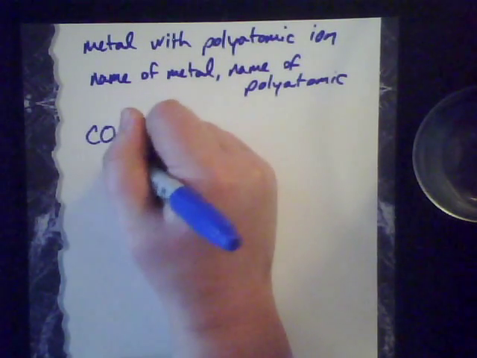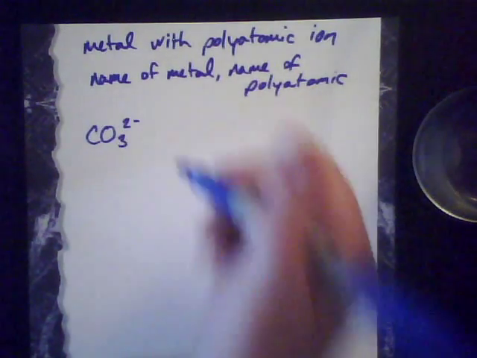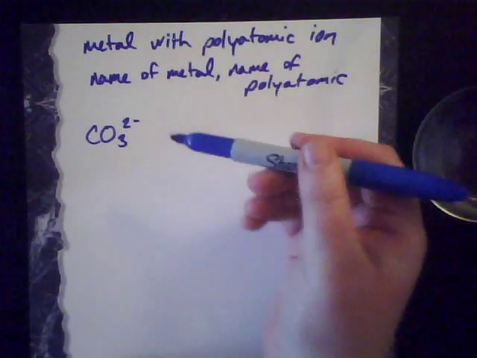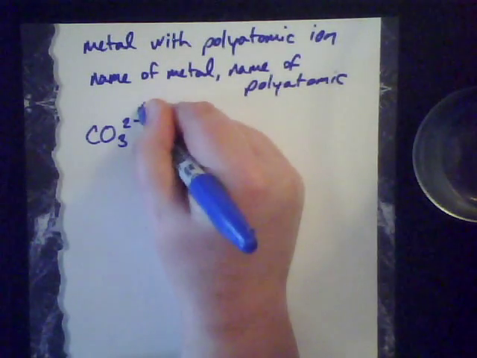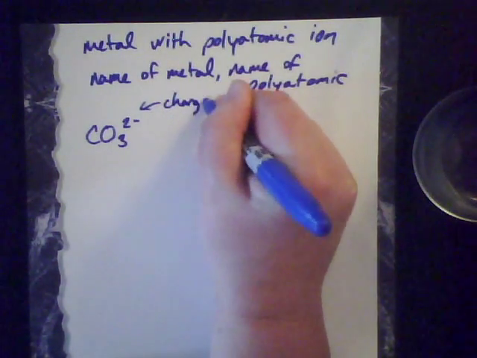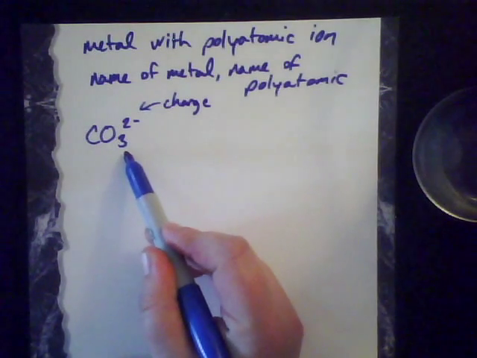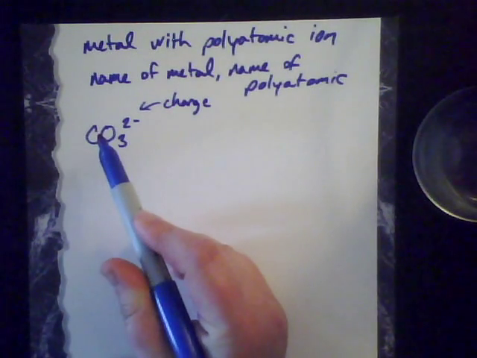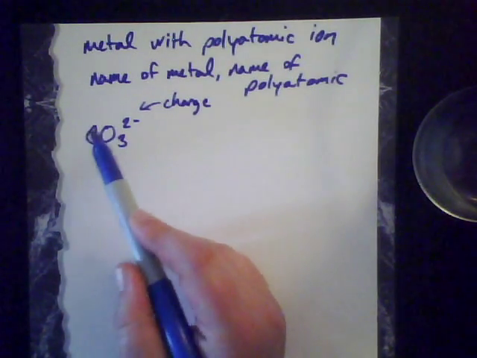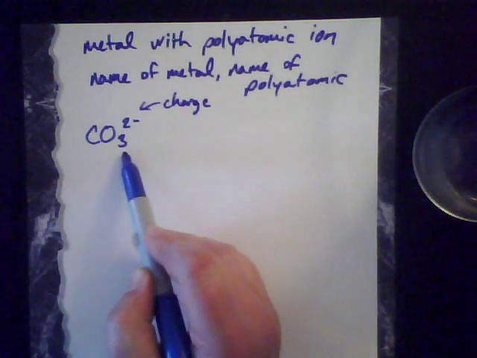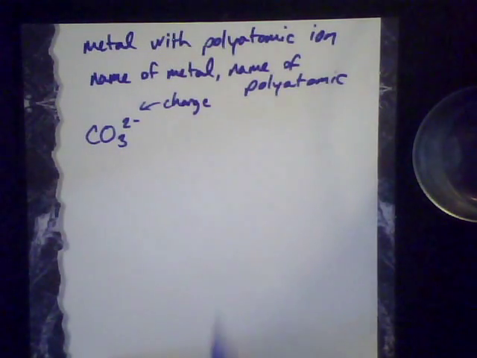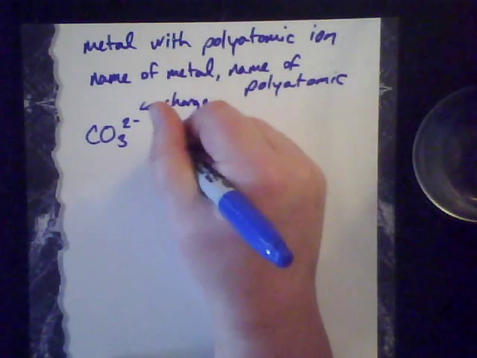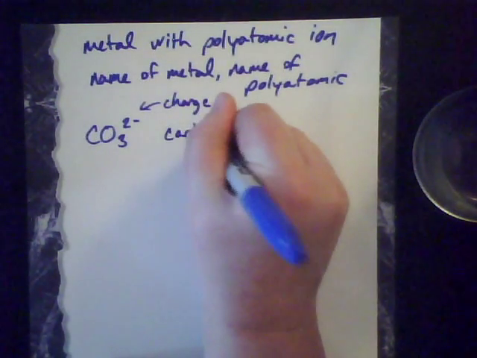If you have CO3 that has a 2- charge, so this is the way that it's represented. The charge goes up here as a superscript. And remember that the subscript down here tells me how many of that element that it follows are in this particular grouping. So this is a carbon with 3 oxygens. The whole thing has a 2- charge. Okay, so the name of this polyatomic ion is called carbonate.